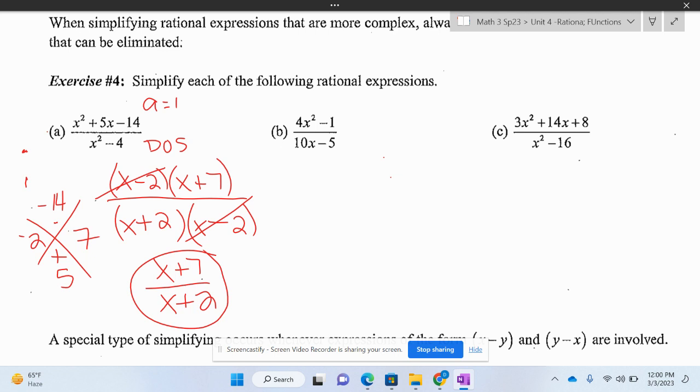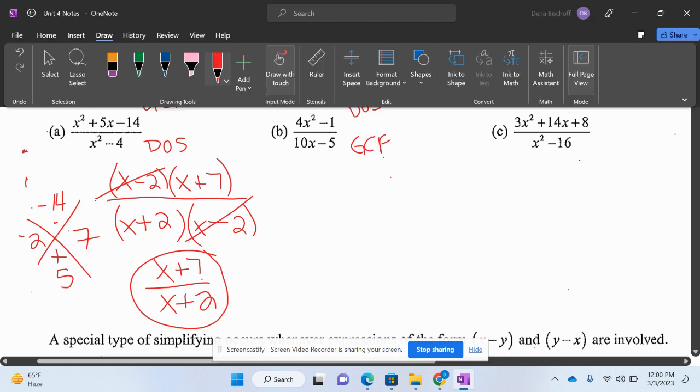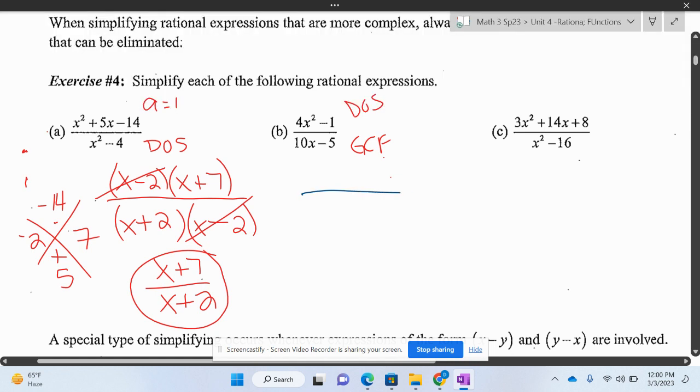What kind of problem is B? B is a binomial. What is the numerator on B? The numerator on B is a difference of squares, right? Both of those are perfect squares. And the denominator is just a GCF. So let's factor the difference of squares first.